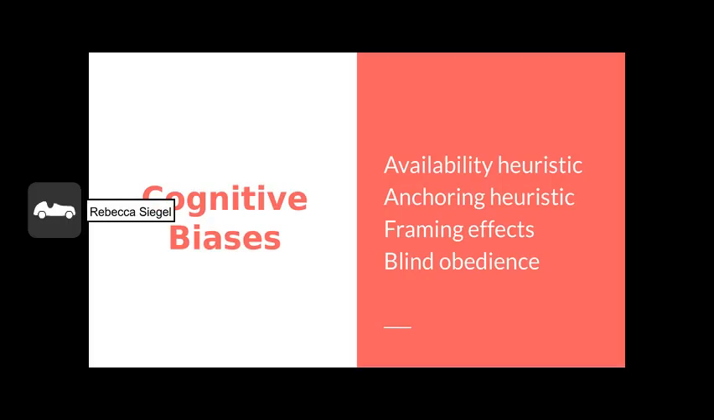So now that leads into cognitive bias. We talked about how tests can give incorrect diagnosis, but also the person administering the test can have cognitive bias when it comes to diagnosis as well. So I'm going to go over availability heuristic, anchoring heuristic, framing effects, and blind obedience.